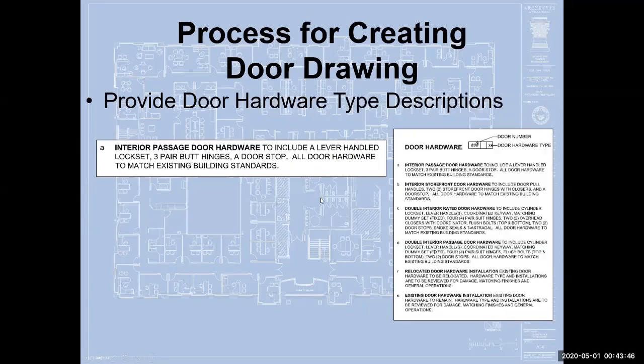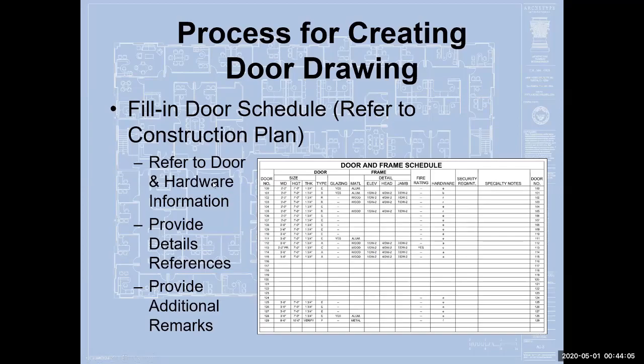In a similar way, we're going to list the hardware. So we're going to say, please provide us with a lever handle lock set with 3 pair butt hinges and a door stop and the door hardware to match building standards. So that's provided there. So when we come over to the door schedule, we know the door number, we know the door size, we know the door type, E being existing.